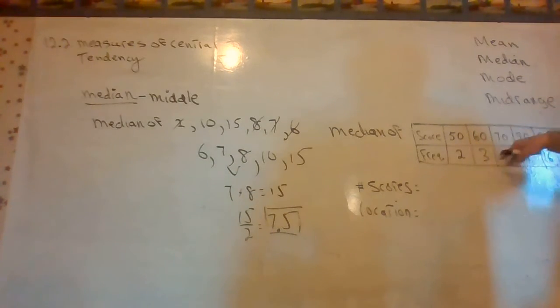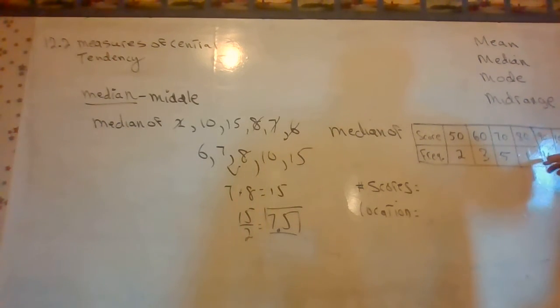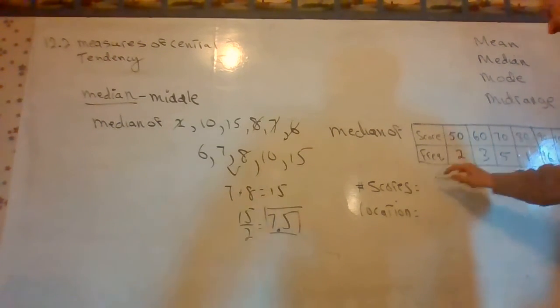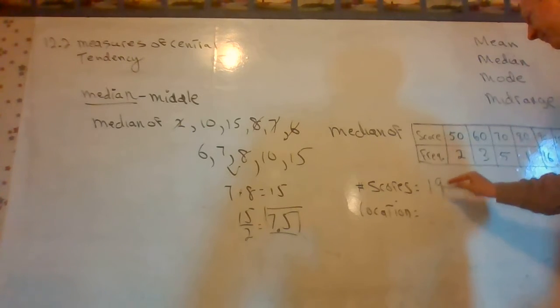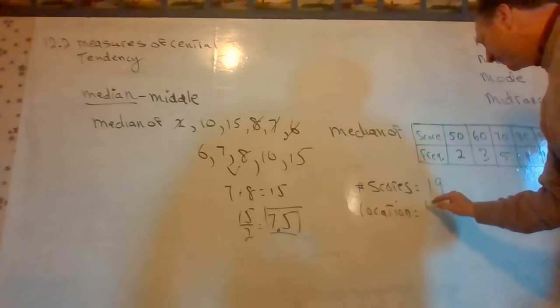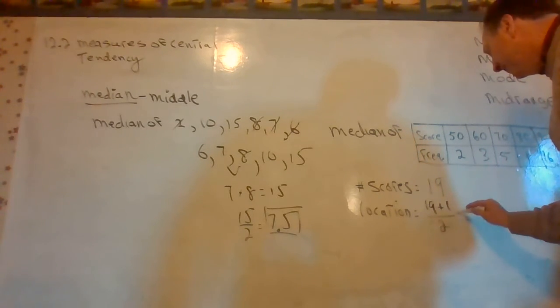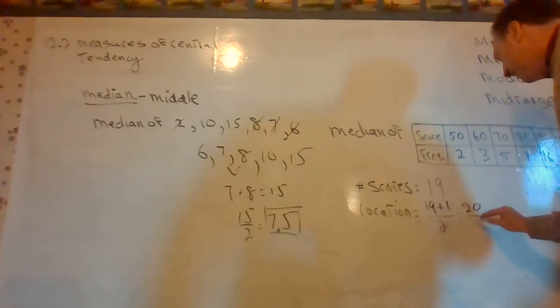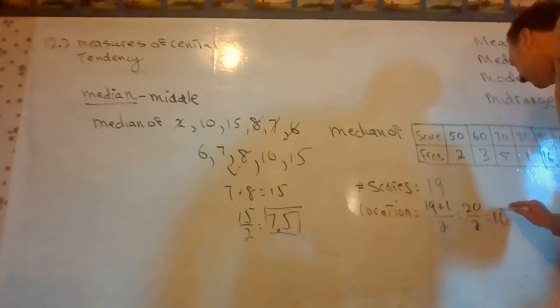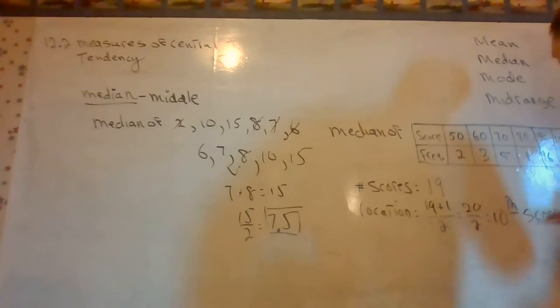There's 6 scores, but they occur multiple times. You have to add up the number of scores. 2 and 3 and 5 is 10, 11, 17, 19. Now, the location of the median, you have to do 19 plus 1 divided by 2. That's 20 divided by 2. That's the 10th score.